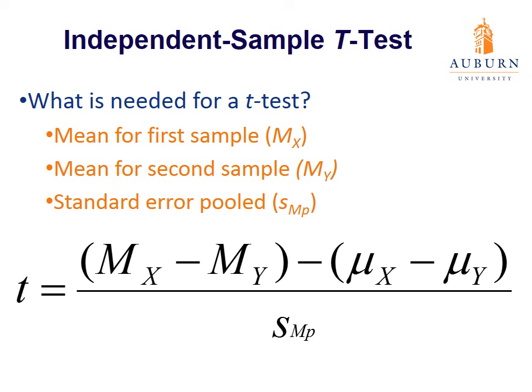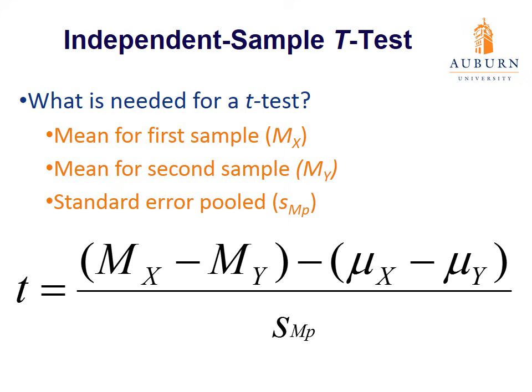We then subtract the population mean differences, which is mu of x and mu of y, and then we divide by the standard error pooled. So the sub p there stands for pooled. What we're saying there is that we're combining the standard error between the two groups. Standard error pooled is the estimated standard error in the populations.